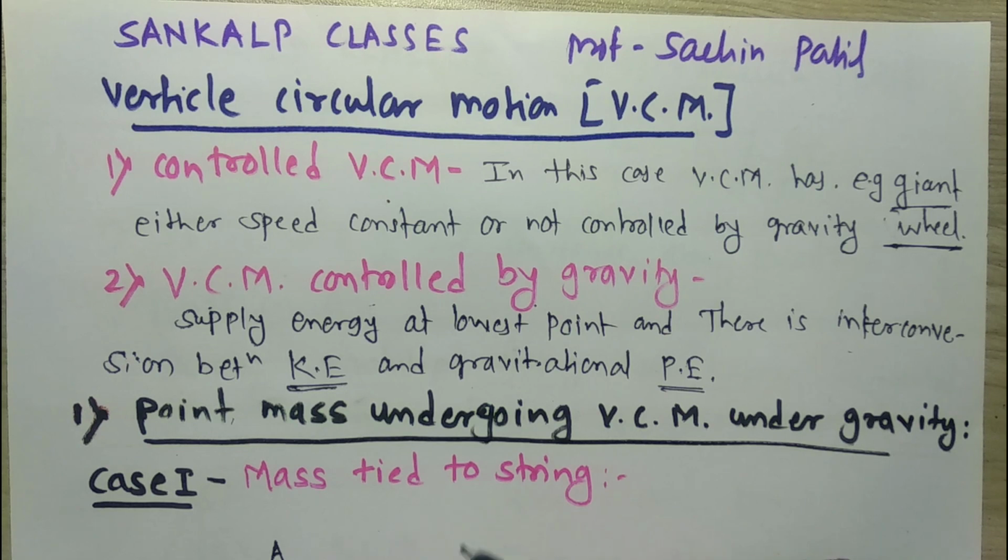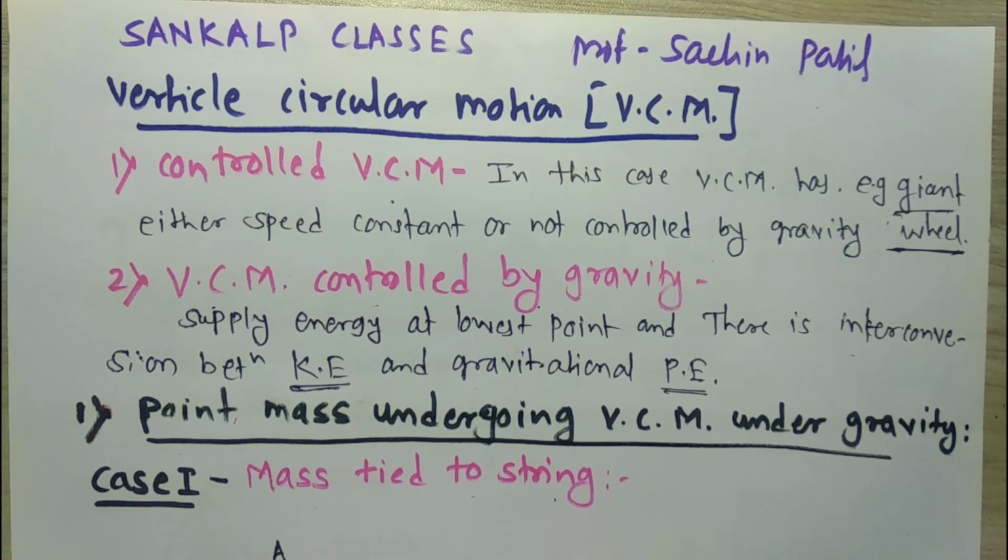Right now we are going with the next point related to vertical circular motion, which is a point mass undergoing vertical circular motion under gravity. That means it is controlled by gravity, and it has two cases. First case is a mass tied to a string, and we will see in the next lecture case second, which is nothing but a mass tied to a rod. And now we are going with case first, a mass tied to a string.